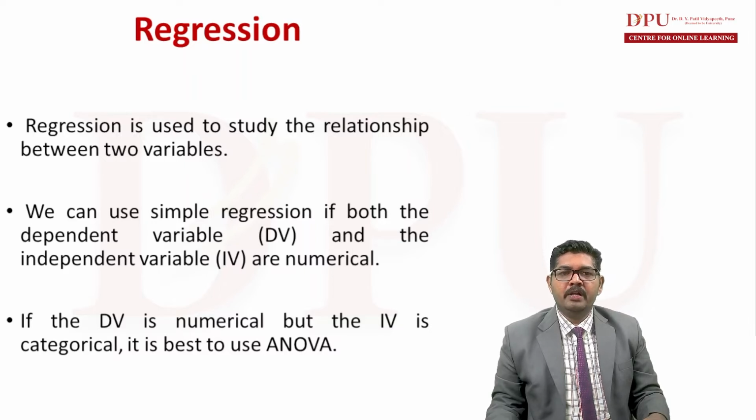We can use simple regression if both the dependent variable and independent variable are numerical. So we can use the regression method to find out the cause and effect relationship between the two variables, that is, the dependent variable and the independent variable, and the condition is that both of these variables should be numerical. And if the dependent variable is numerical but the independent variable is categorical, then it is best to use ANOVA, that is, analysis of variance.